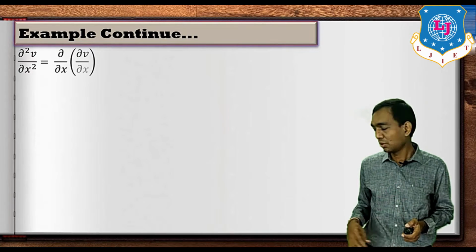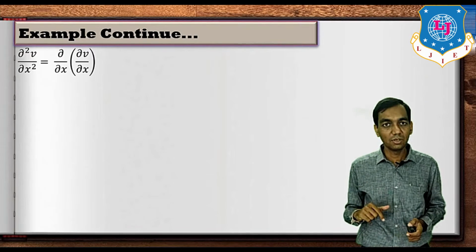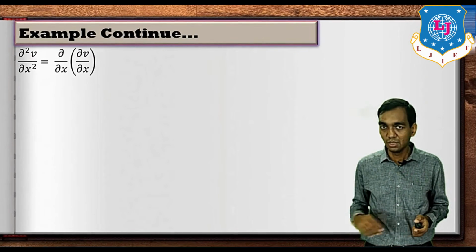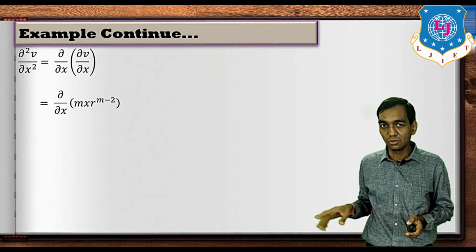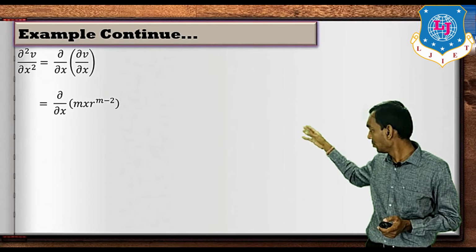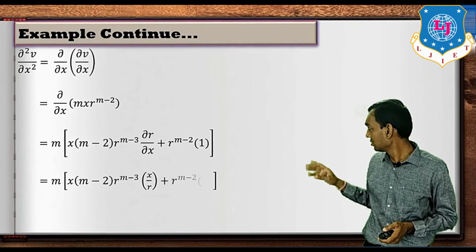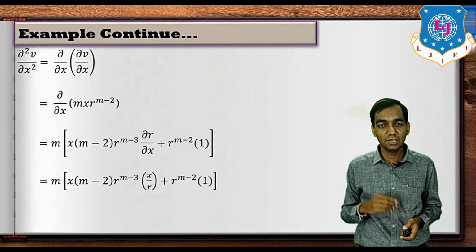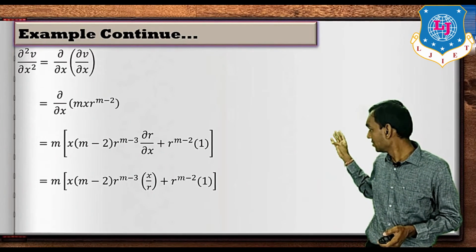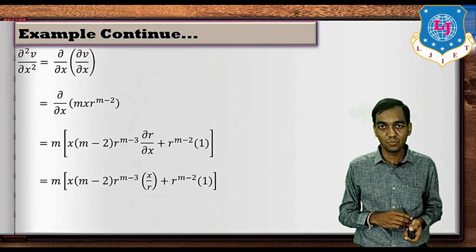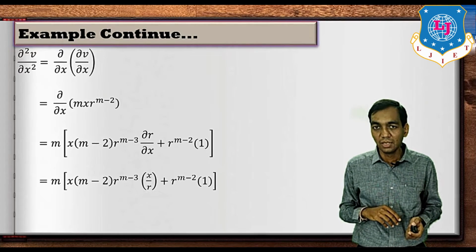Now we are going on to the second order derivative, ∂²v/∂x², that will be ∂/∂x of ∂v/∂x. But ∂v/∂x is nothing but m x r raised to m minus 2. So if you are differentiating with respect to x, then you have to apply the uv rule. First, x as it is, derivative of r raised to m minus 2 is m minus 2 into r raised to m minus 3 into ∂r/∂x, plus m into r raised to m minus 2 as it is, derivative of x with respect to x is 1. Now ∂r/∂x has a value x upon r.